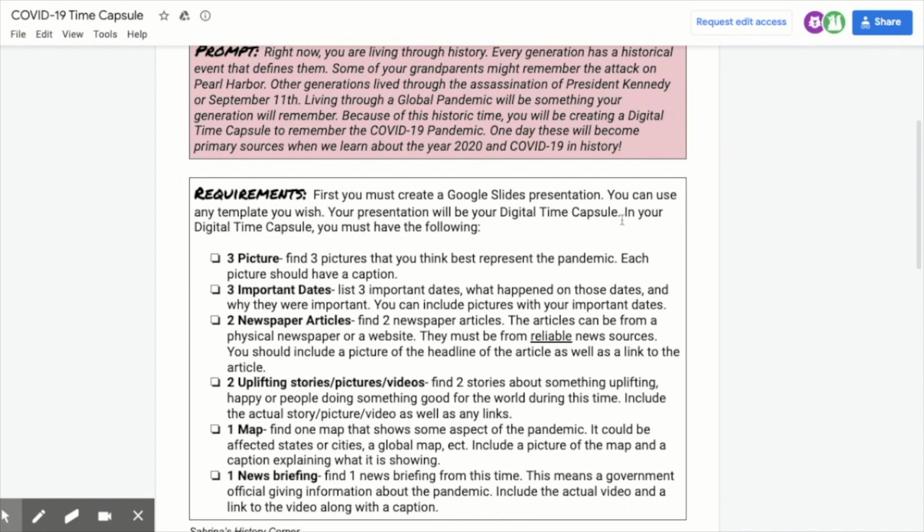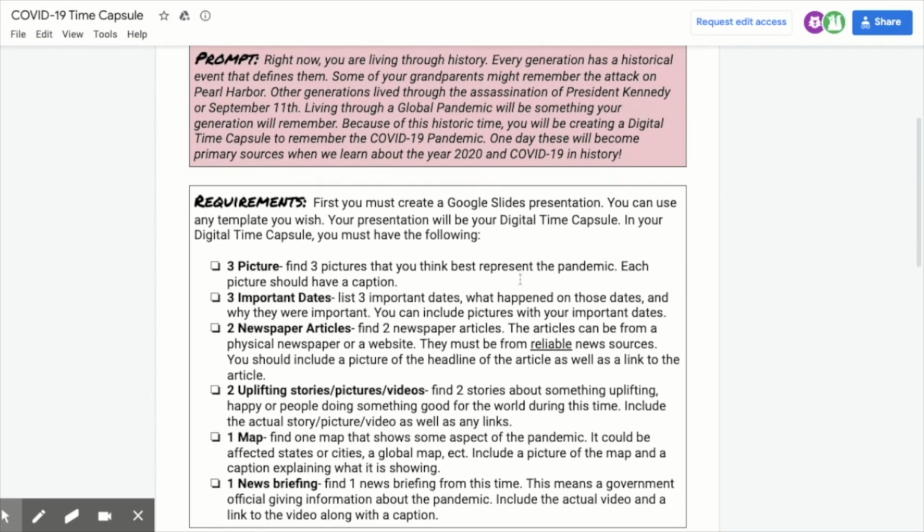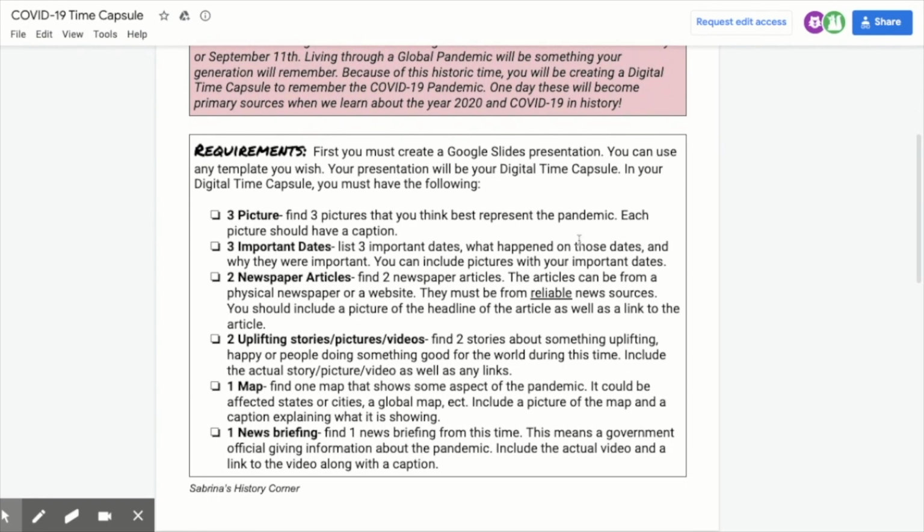So I'm having my students create Google Slides presentations, and I have high school students, so this was geared towards them. But you can change this presentation to fit the needs of your students if they're in middle school or elementary school. I started off by having them find 3 pictures that they think best represent the pandemic, and each picture should have a caption. Then they should find 3 important dates and what happened on those dates. They could also include pictures with these events if they wish.